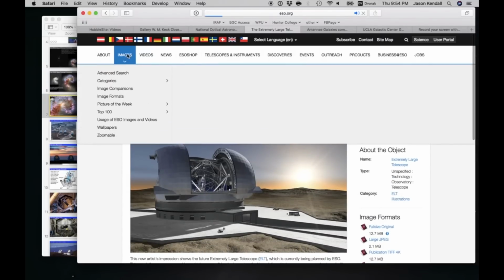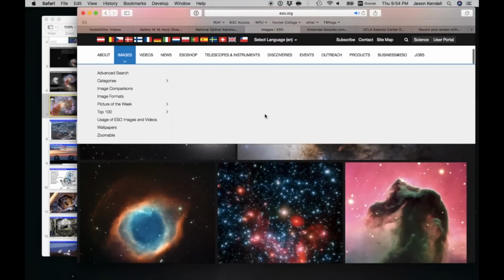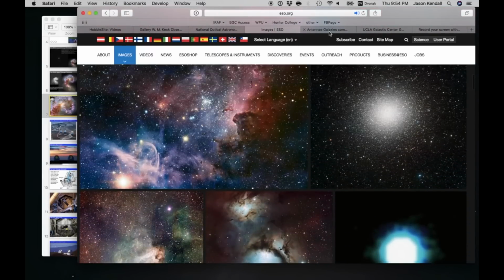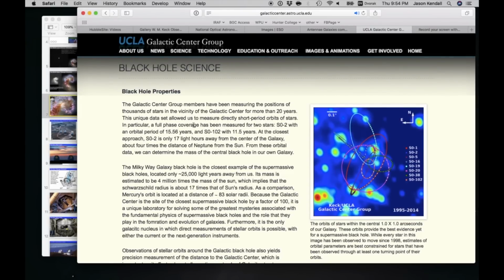So I would just go take a look at the images that are associated with it. One of the nice things I like about it is they have a top 100, which is a lot of fun. You can actually build an entire astronomy course on the top 100 images that were taken by the European Southern Observatory.